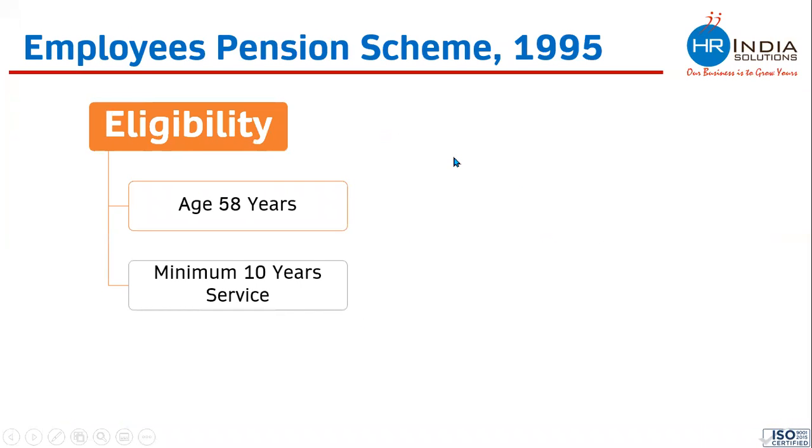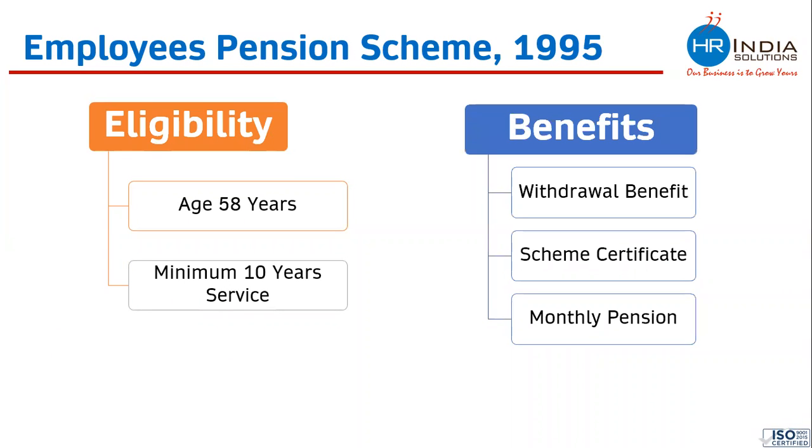So the eligibility for pension is 58 years of age and a minimum of 10 years of service. And what are the benefits once any person becomes eligible or achieves this 58 years of age and minimum 10 years of service? The person can withdraw the money.